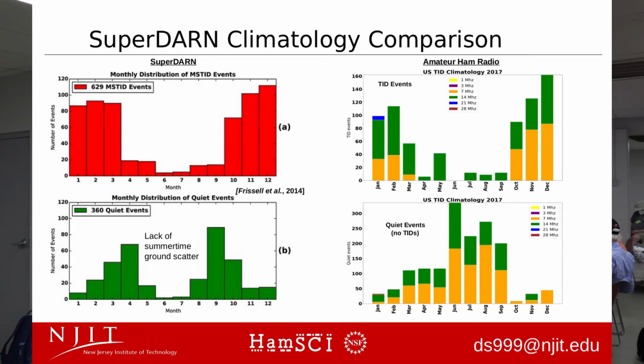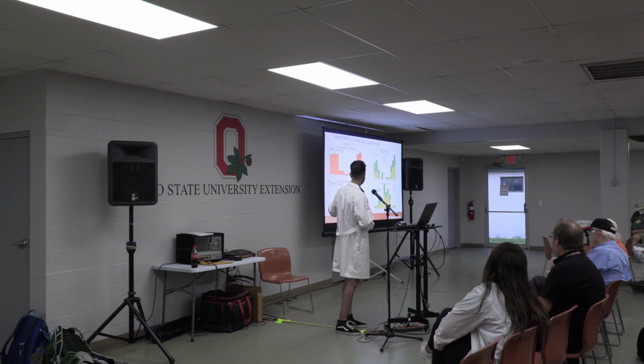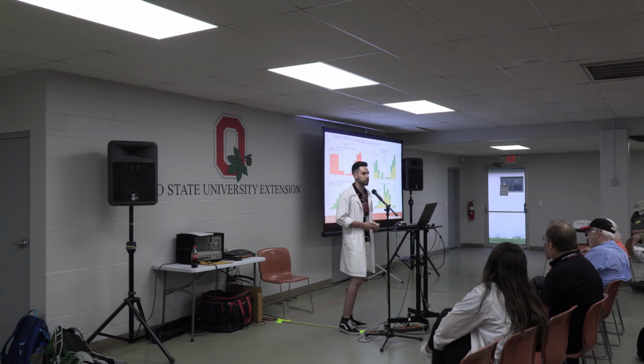So during the summer, since we see much more TID activity during the winter months, we expect to see more quiet events, so days where there were no noticeable disturbances during the summer months, which is not something that SuperDARN, as you can see here, can really see, but the ham radio data is actually able to see that for the summer months.